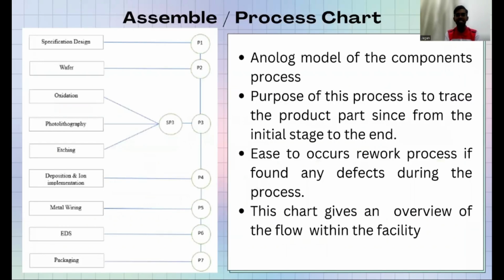Next, this is the assemble process chart. From here we can observe that at each stage the part will be processed according to the different stages of department. We can see that oxidization, photolithography, and also etching are considered to be in one process in one department compared to the others. The purpose is to allow rework and to find any defect during the process.